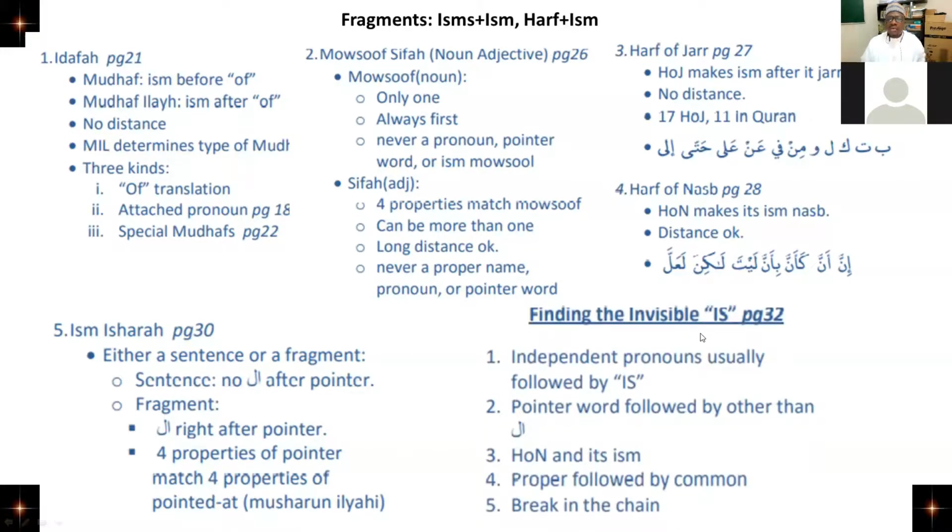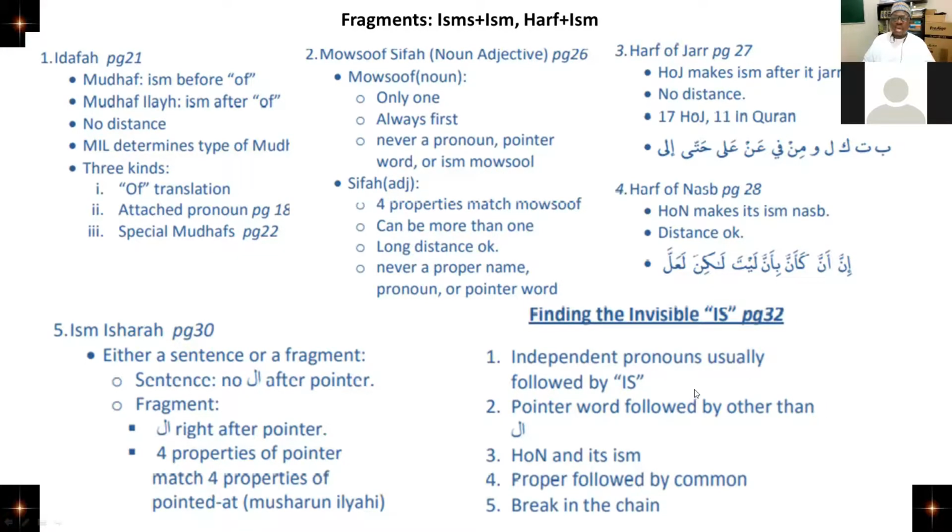And then finally, we talk about the invisible is, right? It all has to do also with ism. Okay, so we are still treating ism here. Invisible is an is that is formed when ism come in this kind of situation. Okay, independent pronoun is an ism. Anytime you see it, it's always followed by an is in your translation.